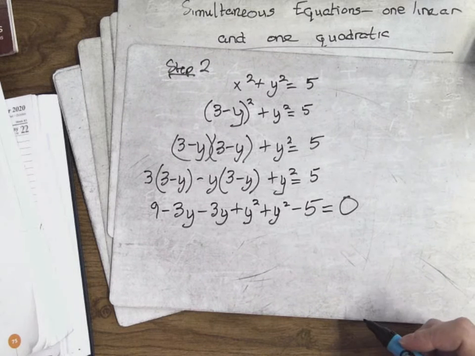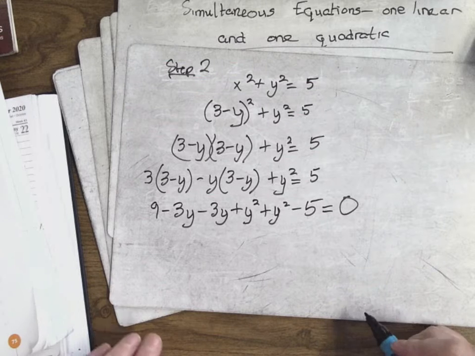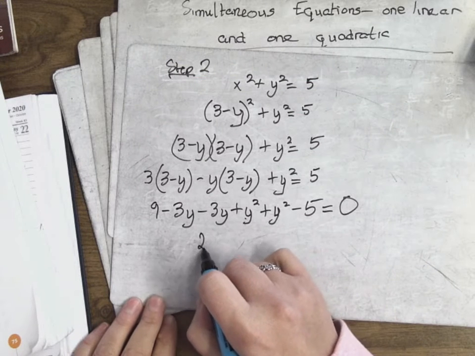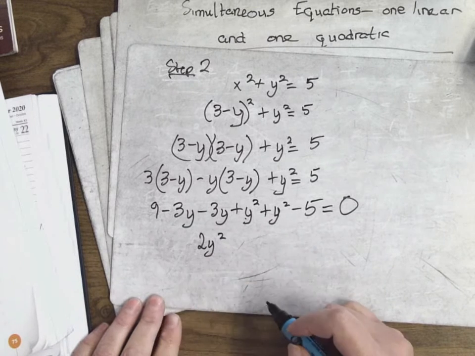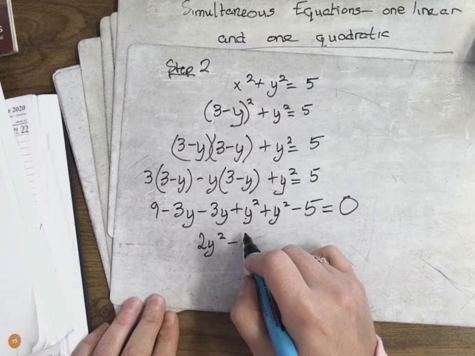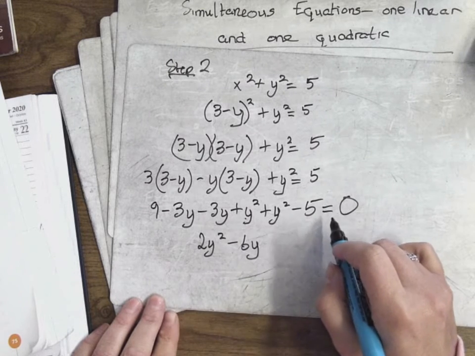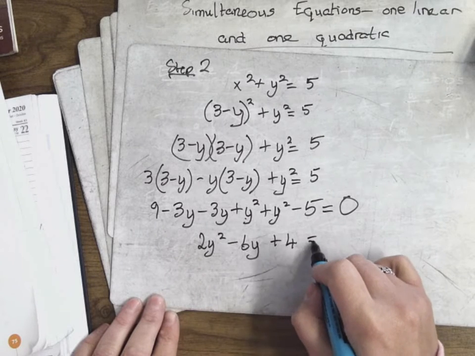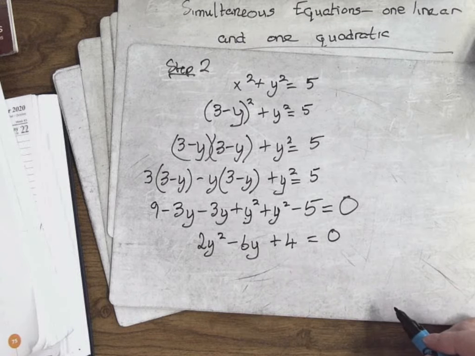Okay? So now I tidy up. I put my y squared terms together, I put my y terms, and I put my numbers. So y squared and y squared makes what? 2y squared. I have minus 3y minus 3y. What will that give me? Minus 6y. And I have 9 minus 5, which will give me plus 4, won't it? Equals 0.